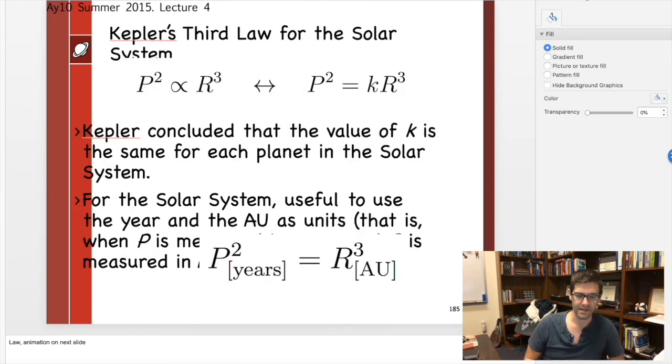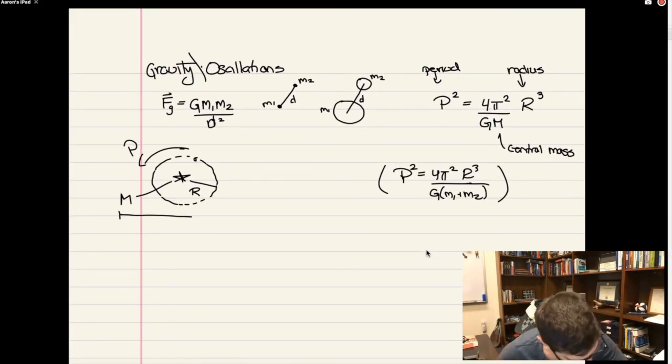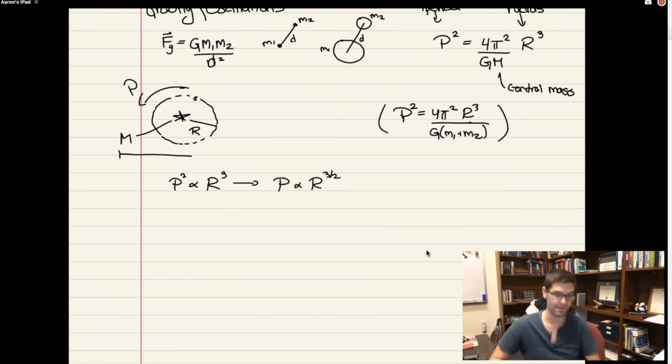Then the third one was Kepler's third law, which says that the period is not just related to the cube of the semi-major axis, or the radius of the orbit, but that the period squared is related to the cube of the semi-major axis. Another way of thinking about this, if you were to take the square root of both sides, is that the period squared is proportional to the radius of the orbit cubed. That's equivalent to saying that the period is proportional to the radius of the orbit to the 3/2 power.